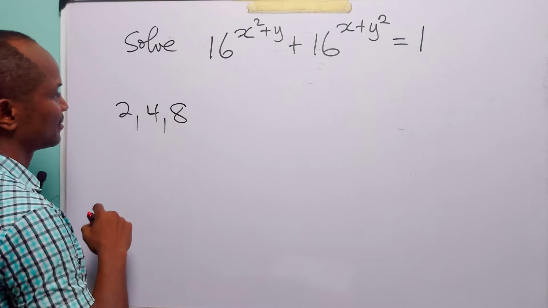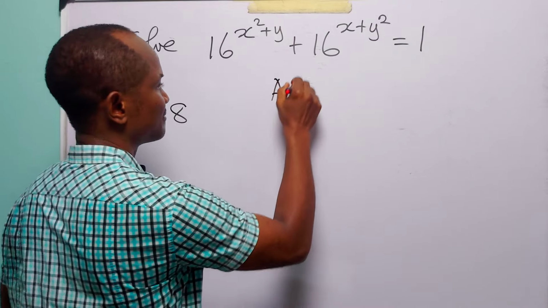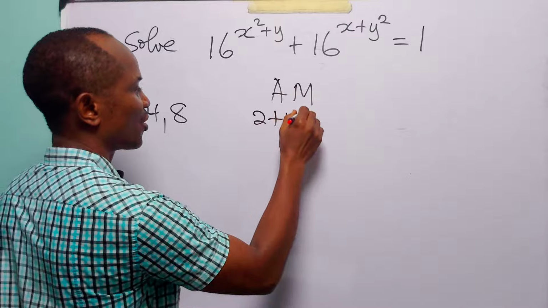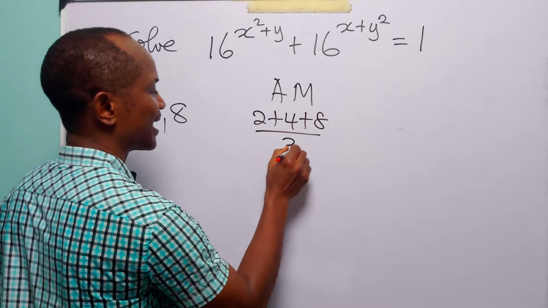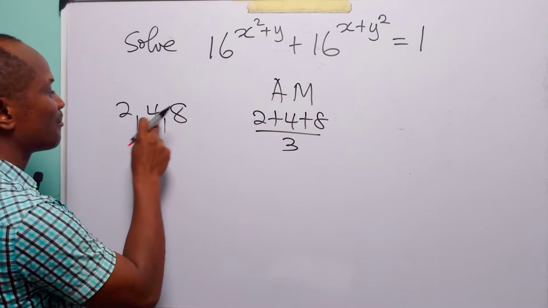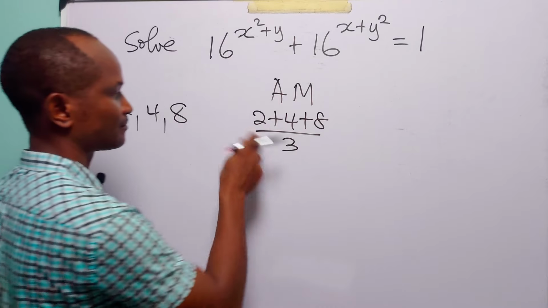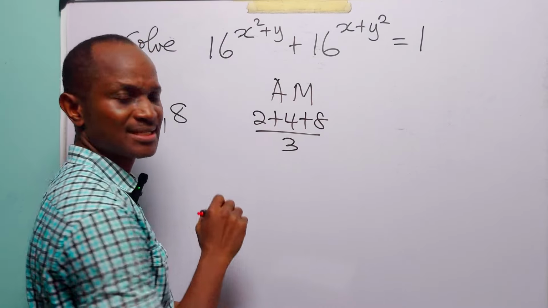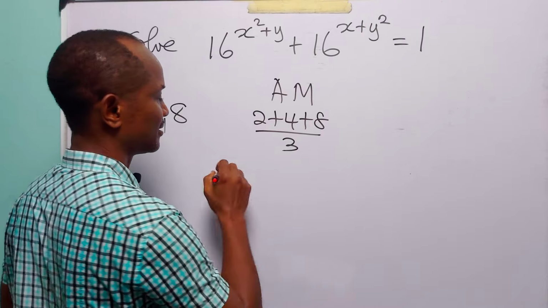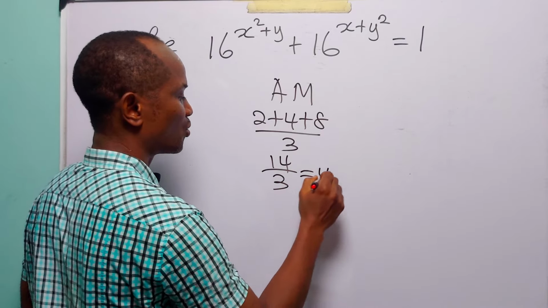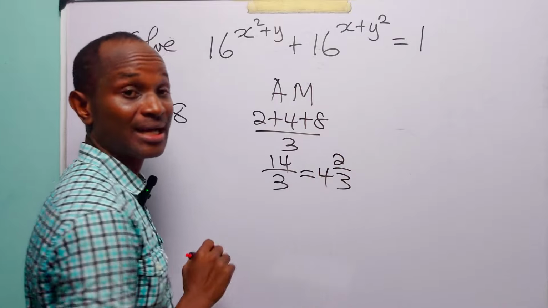2, 4, 8. We have that the arithmetic mean of 2, 4, 8 is 2 plus 4 plus 8 divided by 3. That is the sum of the 3 numbers divided by the number of the numbers. Now 2 plus 4 is 6. 6 plus 8 is 14. So we have 14 over 3, which is equal to 4 whole number 2 over 3.